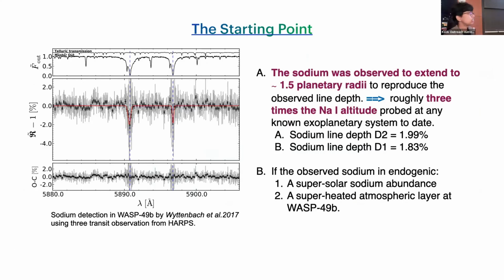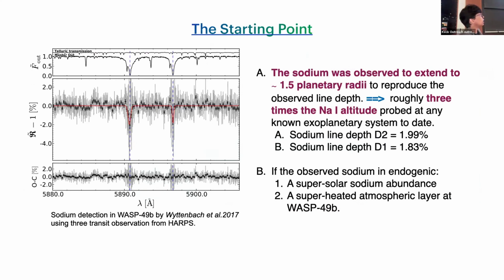This work actually started when Wyttenbach detected sodium in the atmosphere of WASP-49b in 2017 using 3 HARPS observations. What he noticed was a very strong sodium signal. The sodium was observed to extend up to 1.5 times the planet radius to reproduce the observed transit depth, which is 3 times the sodium altitude probed in any planetary system to date.